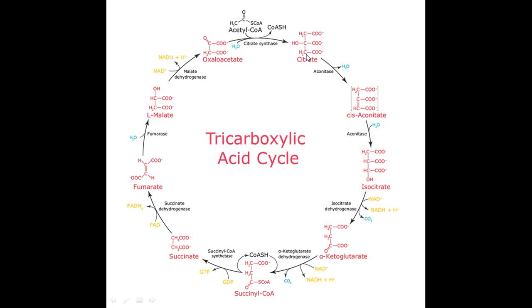The citrate is a 6-carbon compound with 3 carboxylic acid functional groups. That explains why the cycle is called a tricarboxylic acid cycle, because it has an intermediate compound with 3 carboxylic acid functional groups. The next reaction is from the citrate. There's an isomerization of the citrate to an isocitrate through enolization.